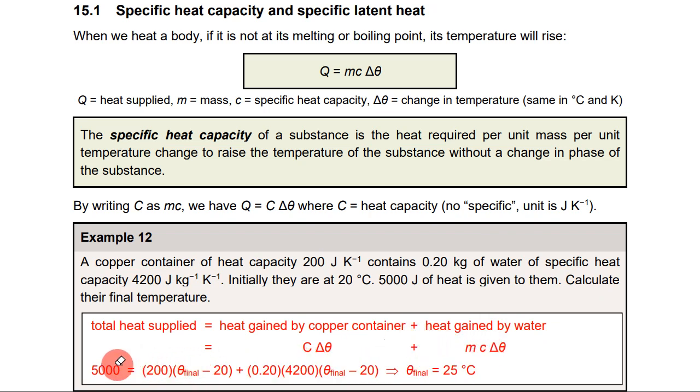Sub in everything. This is the total heat supplied equal to, this is the big C delta theta. Delta theta is the change in temperature. So it's the final temperature minus the initial temperature. Then plus the heat gained by water, we have mc delta theta. This time we multiply by the mass because this is specific heat capacity. So sub in everything, we calculate, we can get the final temperature as 25 degrees Celsius.